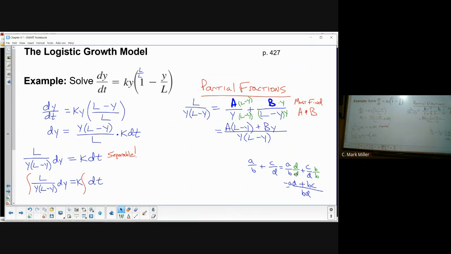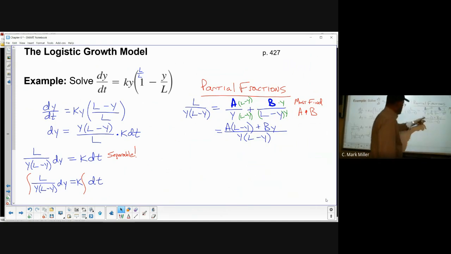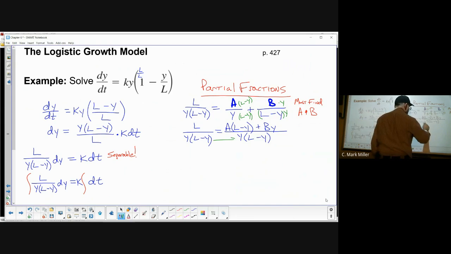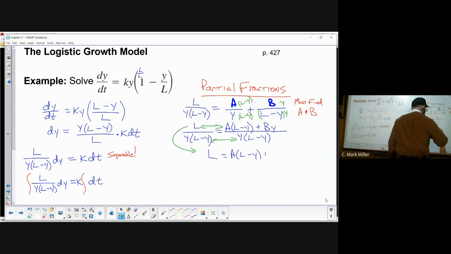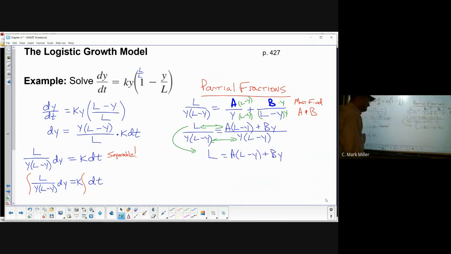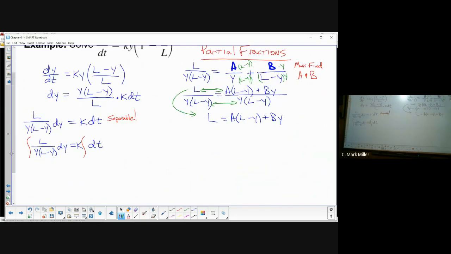All right, so now we have the denominators equal, so the numerators must be equal too. I'll just write this here for fun. So these two are equal, so those two must be. We're going to take those down here, and it's going to be L equals AL minus AY plus BY. I'll speed up a little bit here. What I need to do is solve for A and B.